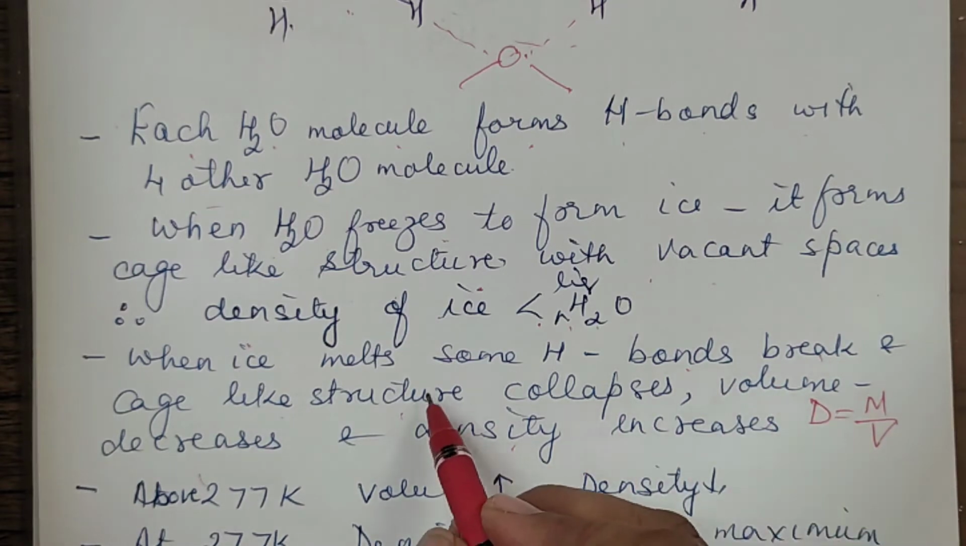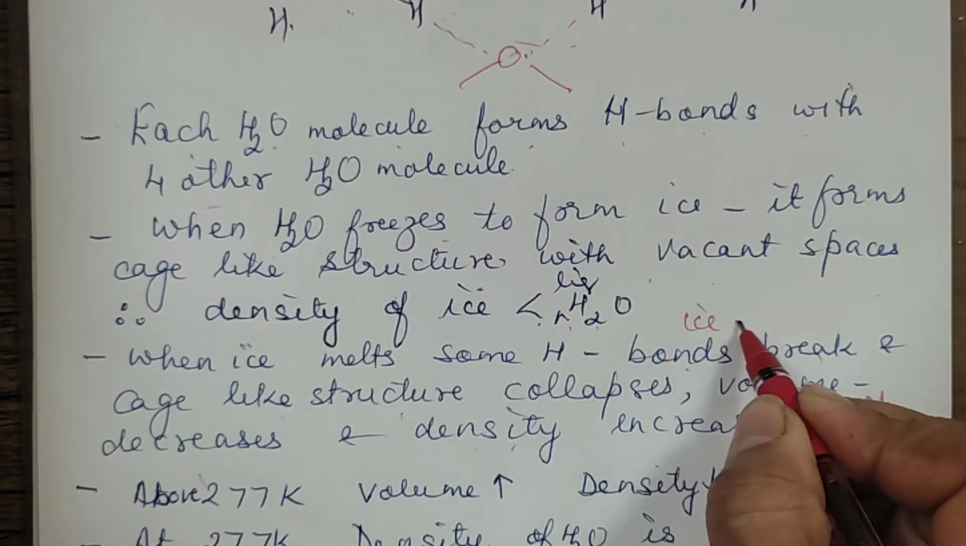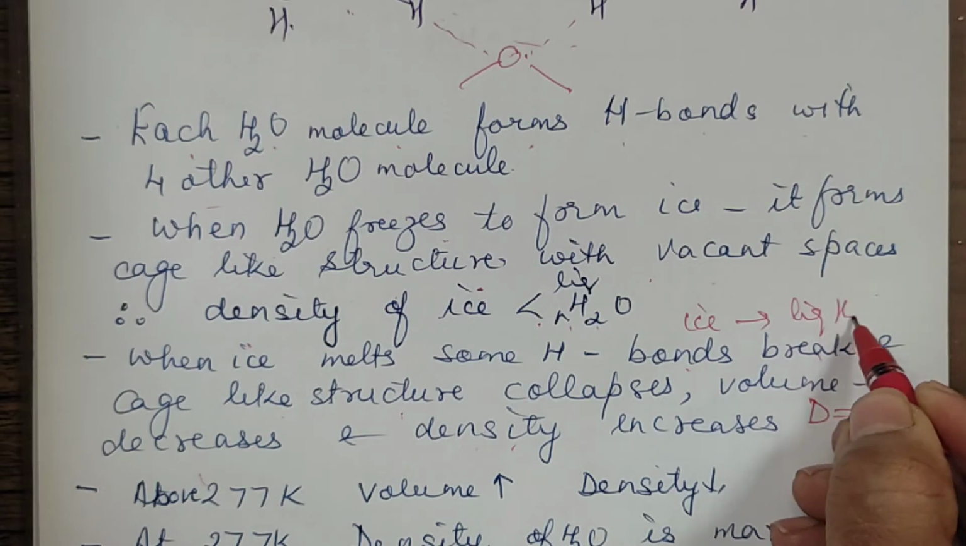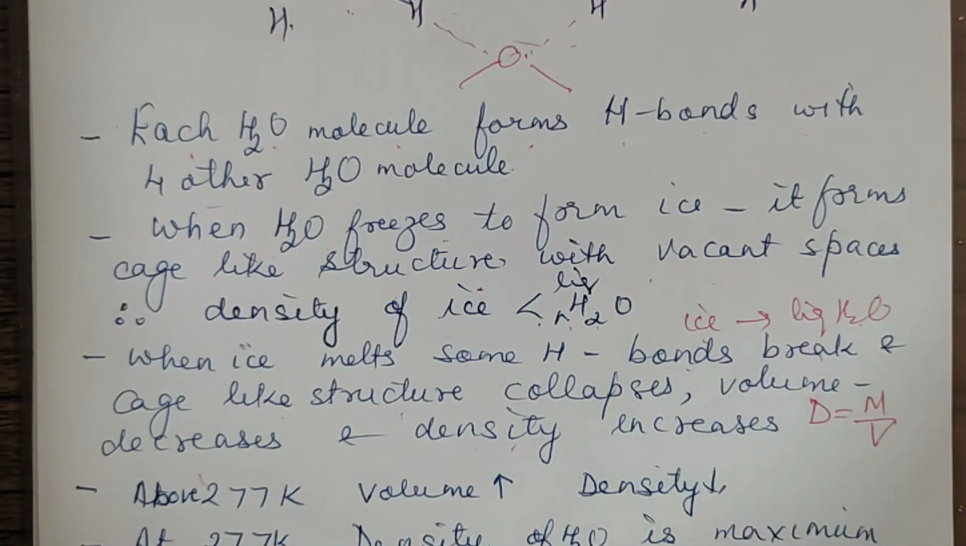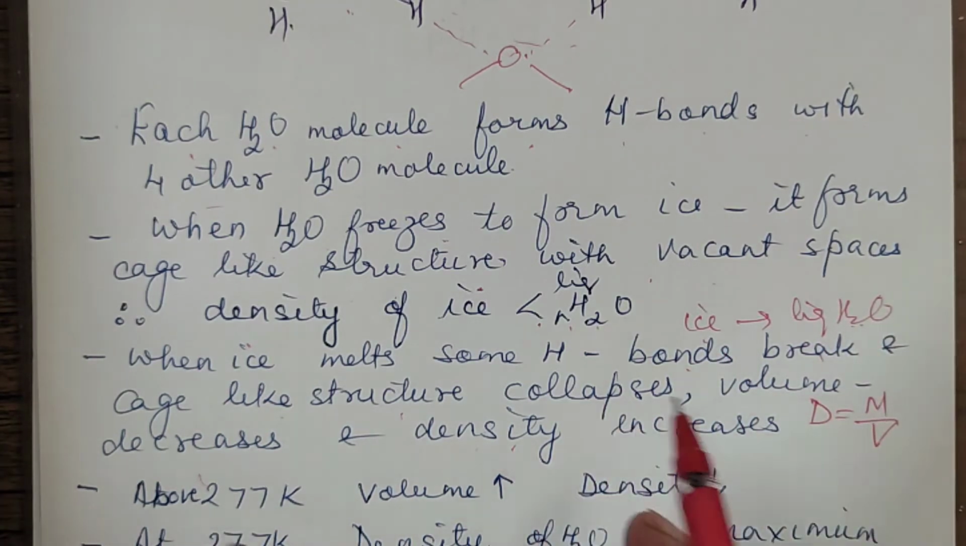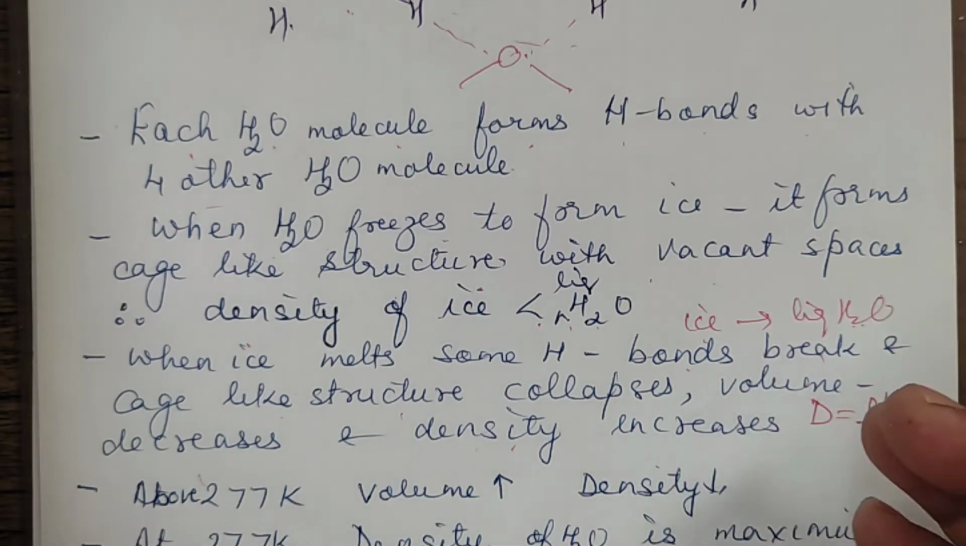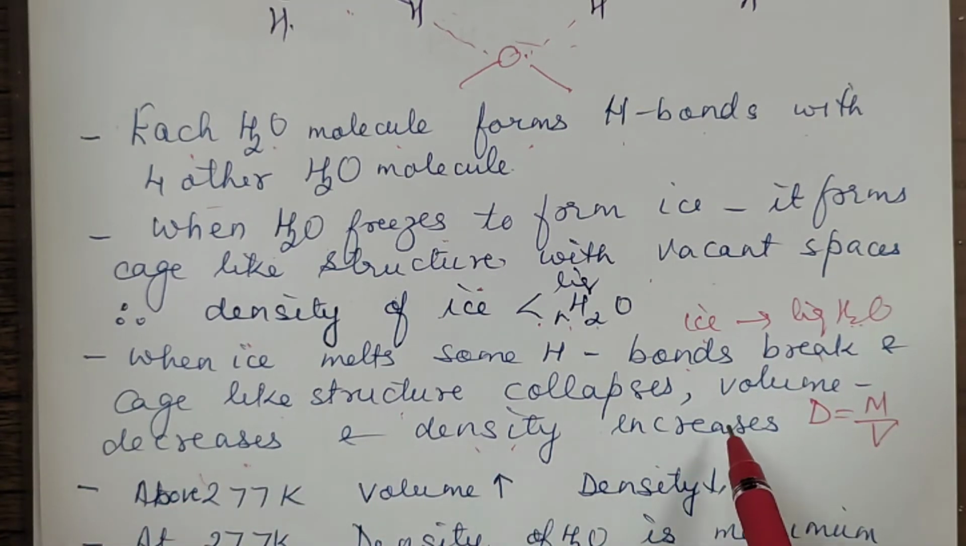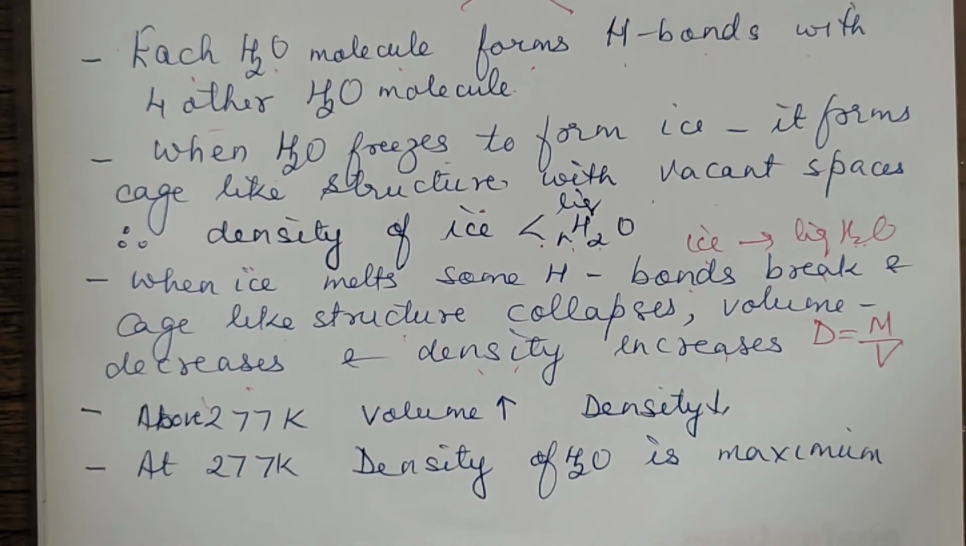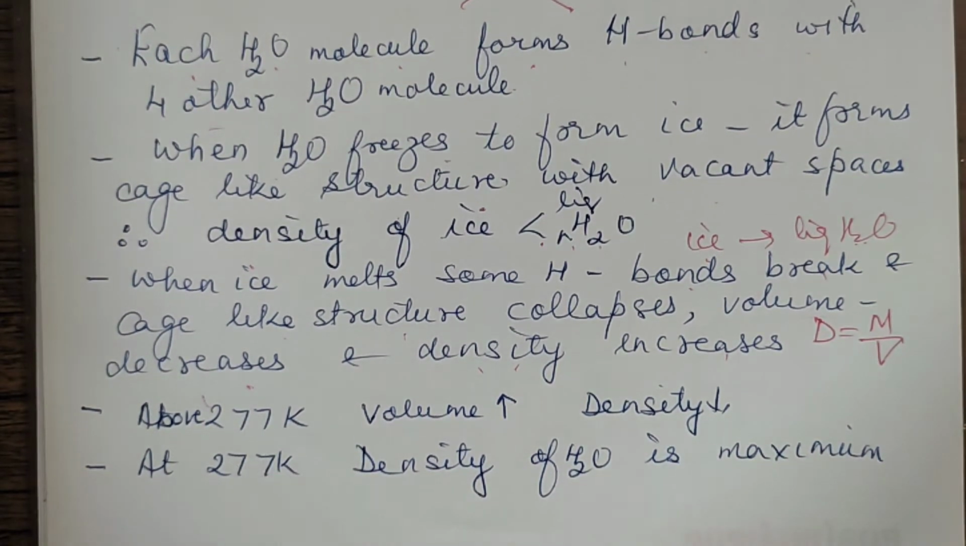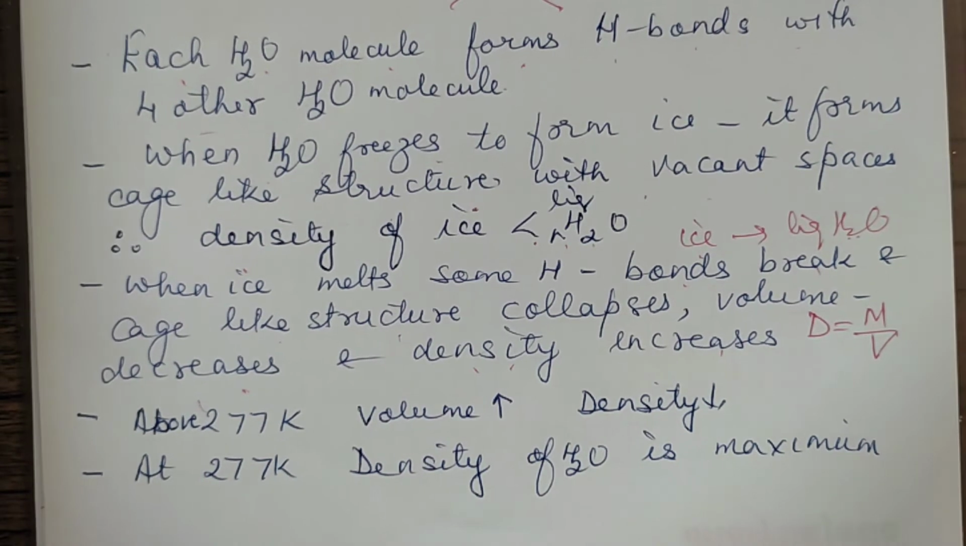When it is converting from ice to liquid water, what is happening? Volume is decreasing. The molecules, the bonds are breaking. So volume decreases, density is increasing. And it is seen that above 277, further you go on heating, the volume will again increase, because the molecules will start moving still far away. The bonds will further break. It will still move far away. So volume will increase, density will decrease.